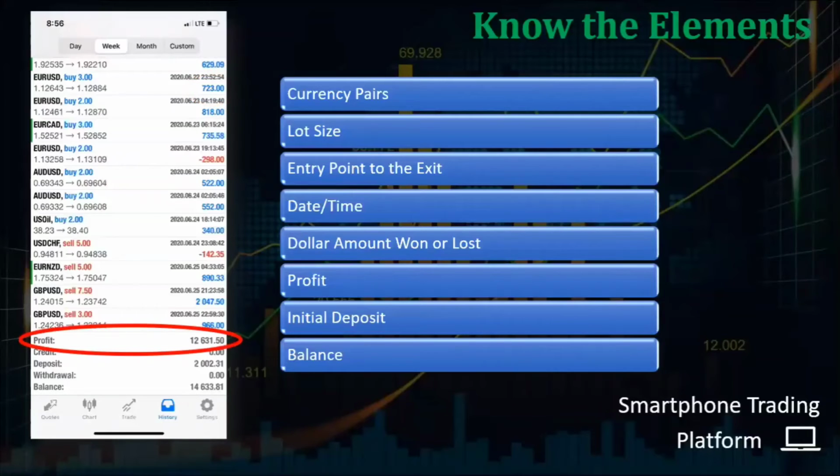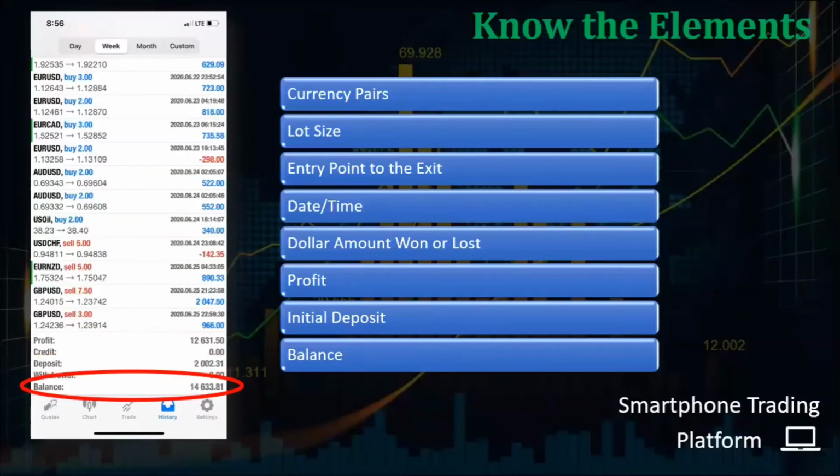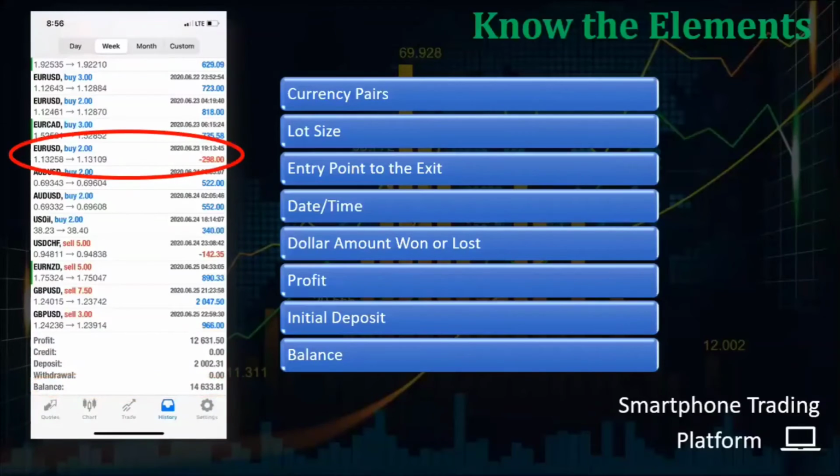For the entire week, this particular trader made a profit of $12,631.50, and then they actually deposited $2,002.31 into their brokerage account. So their total balance for the week was $14,633.81.